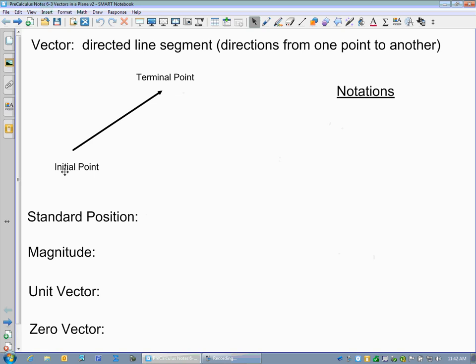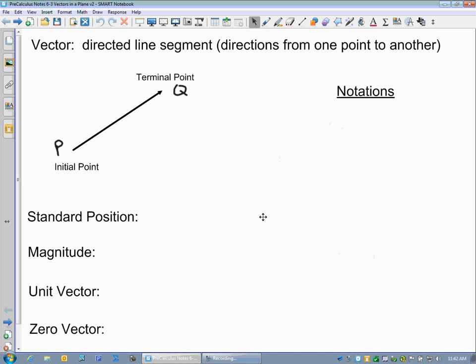In other words, one of those endpoints will be the initial point, and the other endpoint will be the terminal point. Now, visually, we represent a vector with an arrow, and the initial point, let's call that point P, and the terminal point we're going to call point Q. So another way to think of a vector is they are directions from one point to another. So from the initial point to the terminal point, it'll tell you how to get from one point to the other.